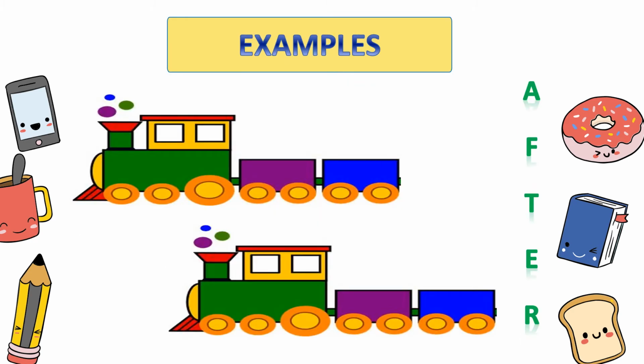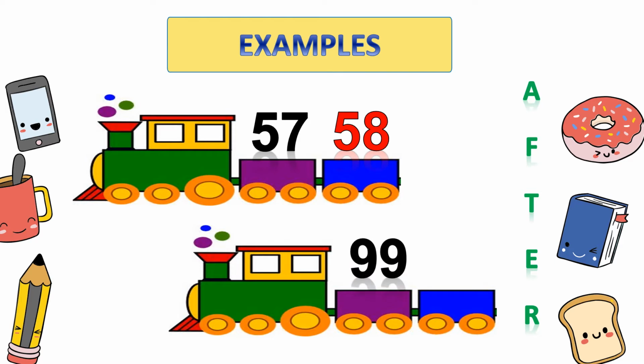Let's practice more. We have here number 57. So what's the number after 57? Yes, it's 58. Here we have number 99. So after 99, what's next? Yes, it's 100.